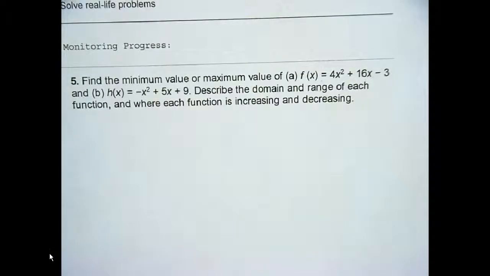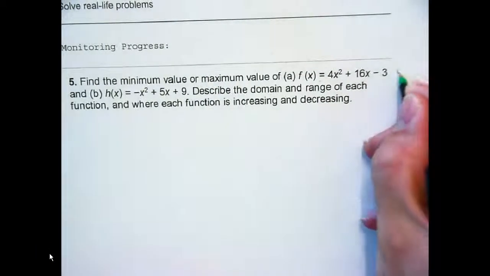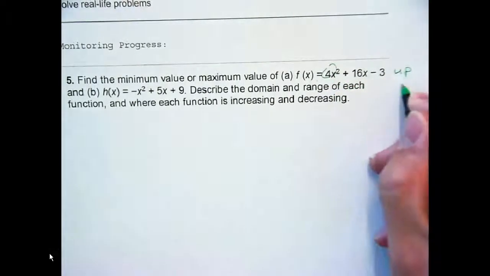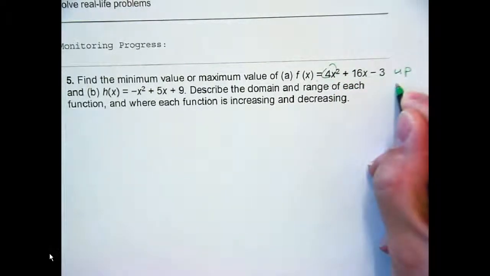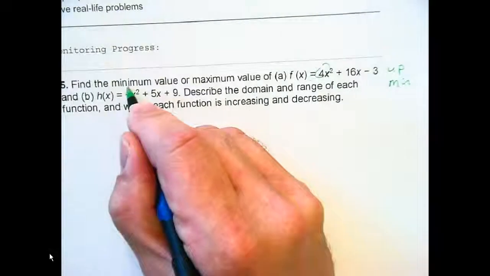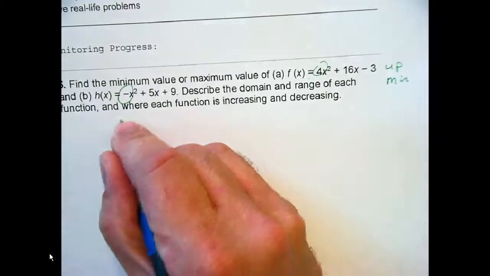So this one opens up. How do we know it opens up? Positive A. So this is going to have what type? A minimum. This will have a minimum. This one right here, open up or down? Down. This has a maximum.